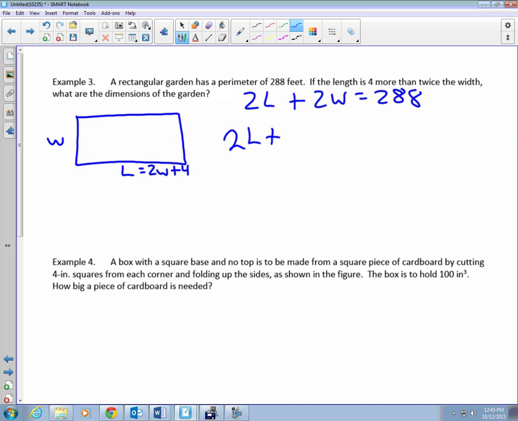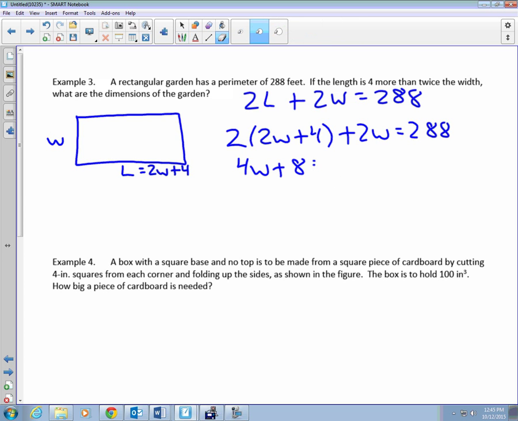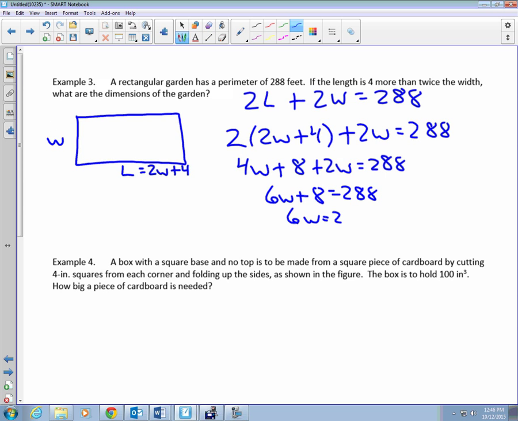Substitute 2L plus 2 times, other way. 2 times 2W plus 4 plus 2W is equal to 288. 4W plus 8 plus 2W equal to 288. And 6W plus 8 is equal to 288. So 6W is equal to 280. So W is equal to, somebody got a calculator? 46 2/3. So am I done?